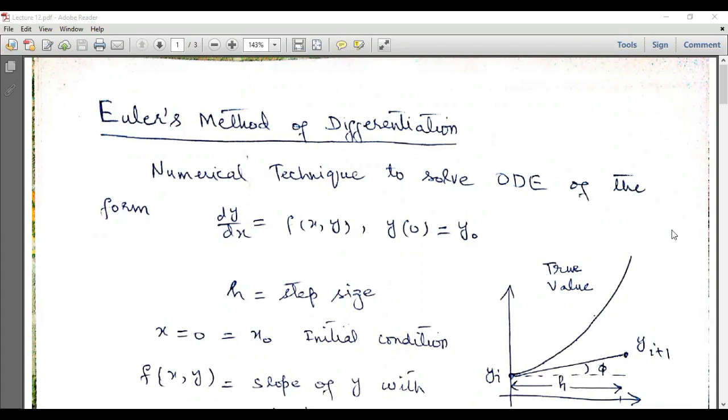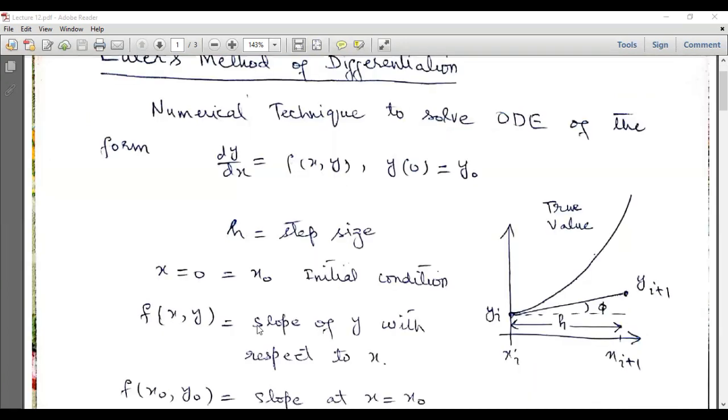In this lecture, I will start my discussion on numerical differentiation methods. The numerical technique to solve an ODE of the form dy by dx equal to f of x, y is called Euler's method, with y0 equal to y naught. The initial condition is also given to us, and h is the step size. x equal to 0, which is x naught, is the initial condition, and f of x, y is a function, which is actually the slope of y with respect to x.